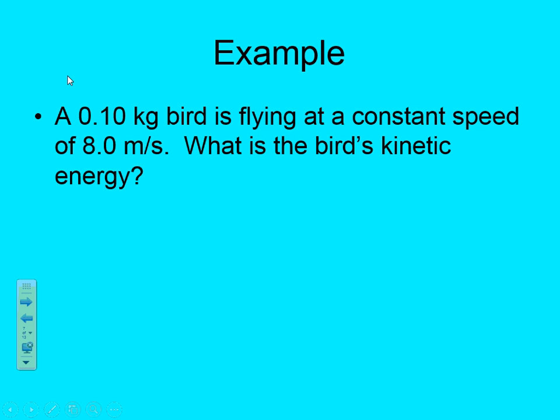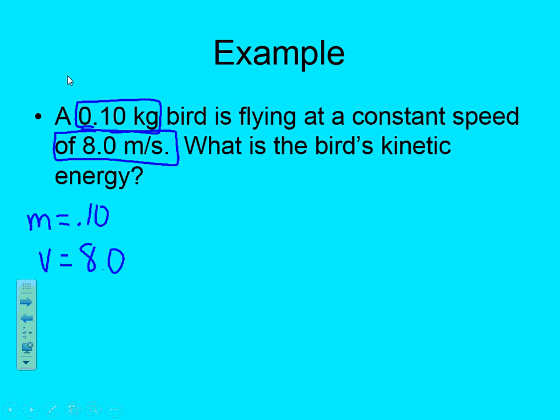Let's go ahead and walk through an example here. A 0.1 kilogram bird is flying at a constant speed of 8 meters per second. What is the bird's kinetic energy? Well, remember, we want to write down everything we have. So we have, all right, 0.1 kilogram bird. What is that? That's mass. It is flying at a constant speed of 8.0 meters per second. What is 8.0 meters per second? Velocity. Then we're solving for the kinetic energy. So we are solving for KE. KE equals question mark.